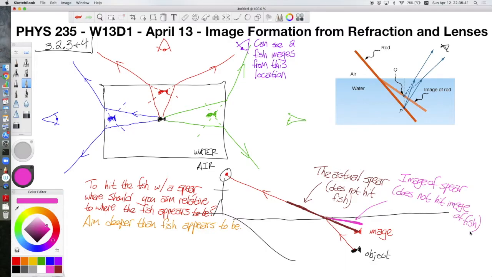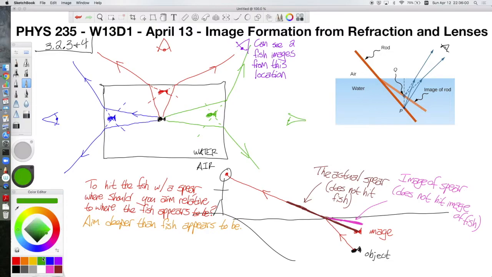So for this spear to actually make contact with the fish, you need the actual spear to hit the actual fish. And for that to be true, you need the image of the spear to hit the image of the fish. So you actually have to aim lower than the fish appears to be.